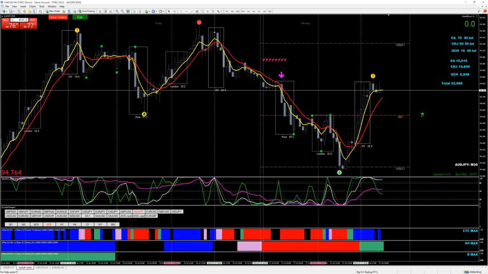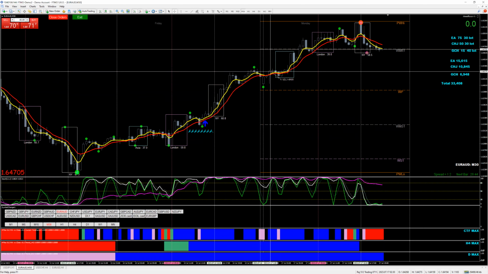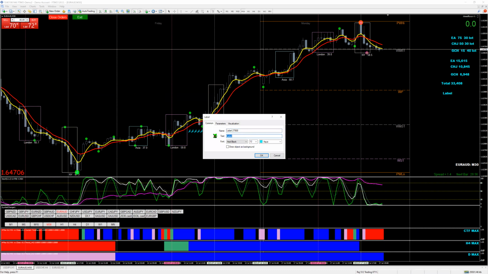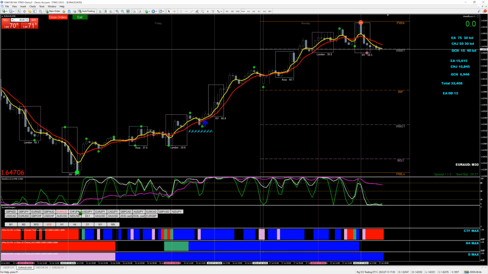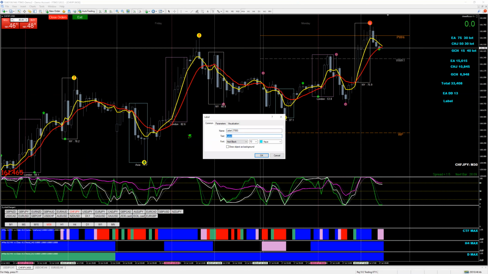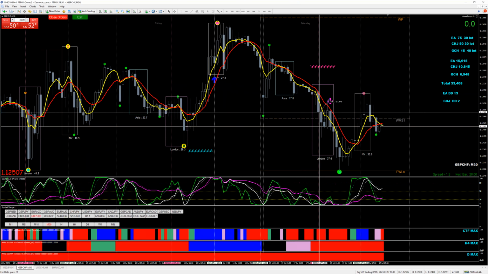Okay, there you go. So you're probably wondering what the drawdown was in each, right? So let's look at it. Euro Aussie. The entry was here. Drawdown 13 pips. CHJ. The entry was here. 2 pips. And pound Swiss. Entry was here. Drawdown 6 pips.